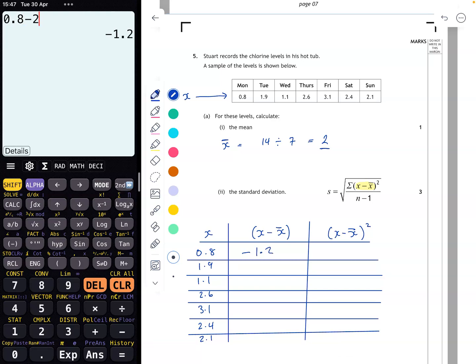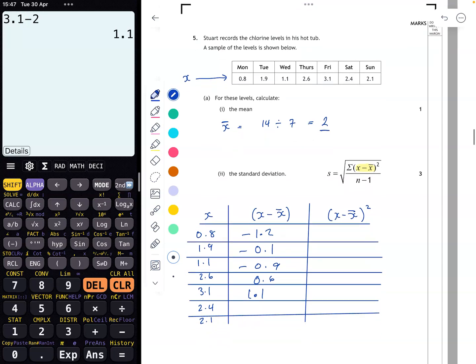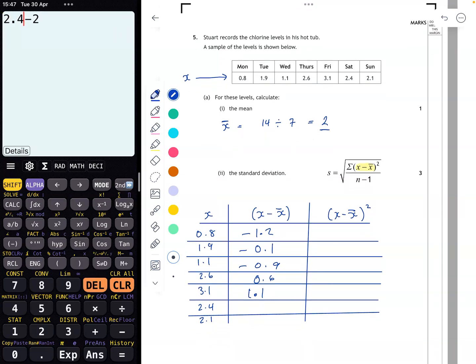To save myself time, instead of typing this out, instead of doing clear then 1.9 minus 2, which is minus 0.1, I'm going to use the arrows and just delete that bit, and then do 1.1 in there. So that's minus 0.9. I'm going to then delete that, and I'm going to have 2.6 minus 2, which is 0.6. So you see, I'm just trying to save myself time. Instead of typing out minus 2 each time, I'm just typing in the first bit. Then 2.4 gives 0.4, and then 2.1 minus 2, which is 0.1.